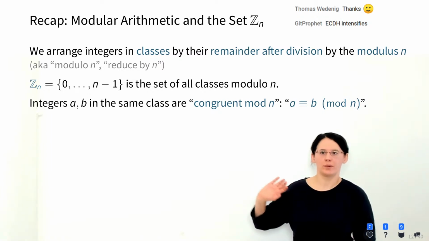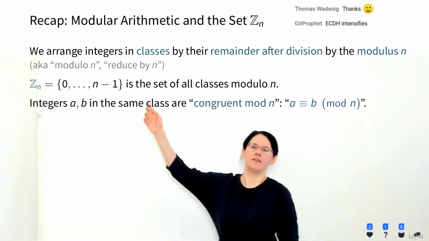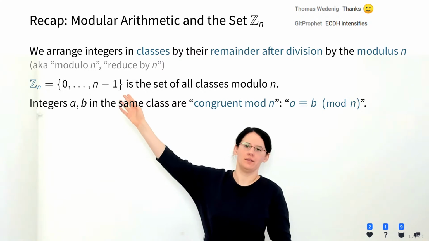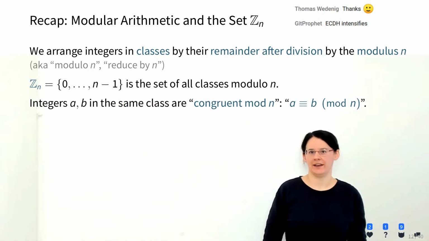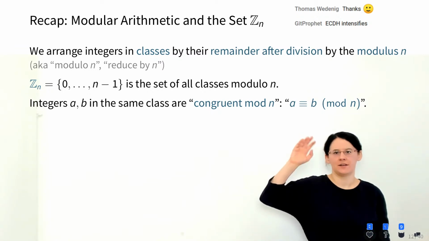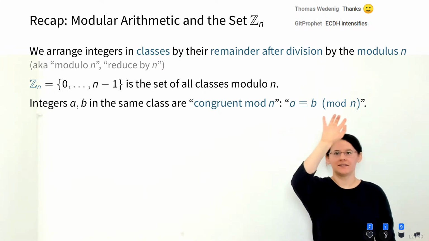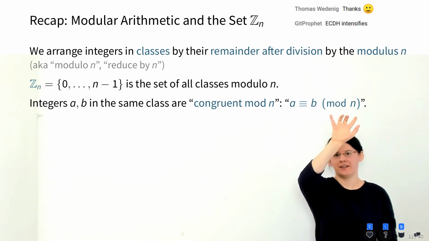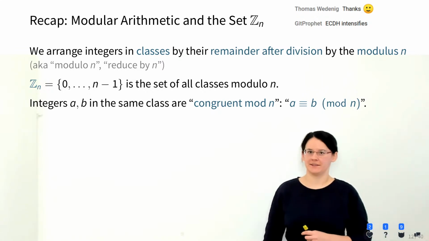Okay, so when we put two integers in the same class, so if they have, for example, both remainder 1 after dividing by n, then we also say that they are congruent modulo n. And we usually write this by writing this equation symbol with 3 minuses, and by adding this mod n in braces after the end of the equation. So this is the super tidy way of writing this.